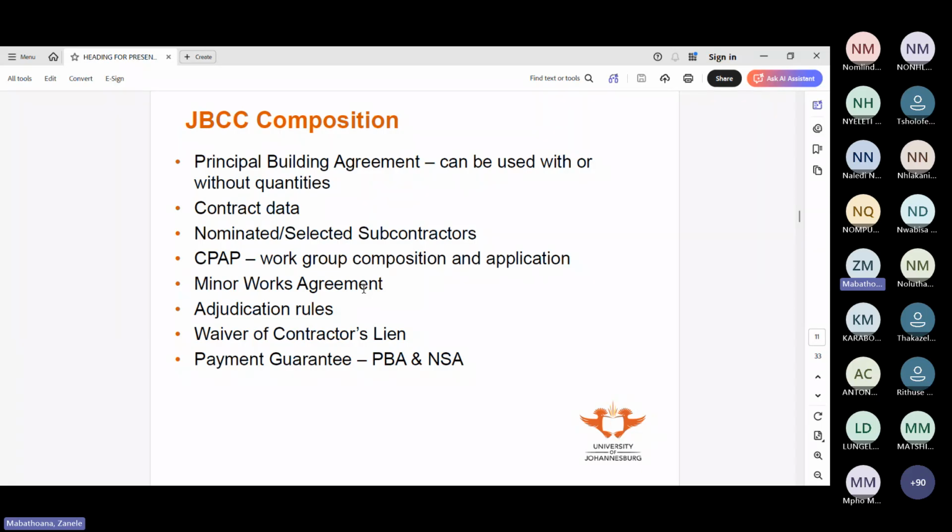Okay. And then there's a document called Waiver of Contractor's Lien. We'll speak about it when we talk about securities or guarantees. That's where it comes. Then we have the payment guarantee, which is required if you're using the principal building agreement and the nominated or selected subcontract agreement. Okay.